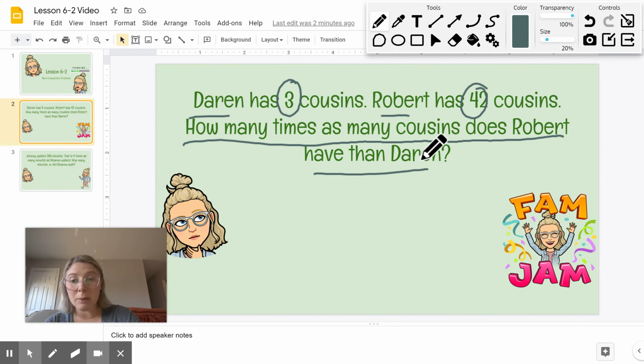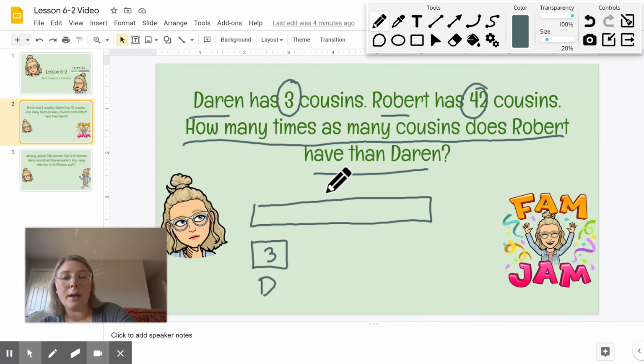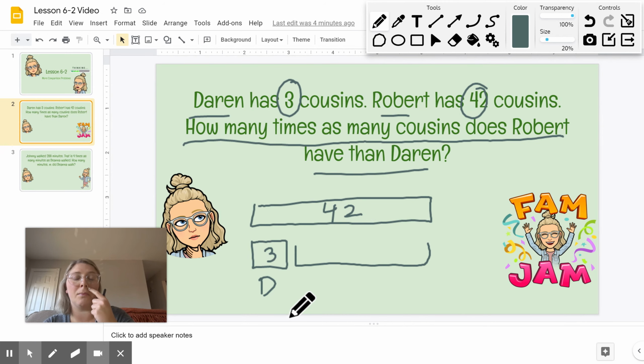Okay, yesterday we used a bar model. Today we can use bar models as well. So here is Darren. I'm going to just do D for Darren, and he has 3 cousins. And we know that Robert has 42 cousins. We have to figure out how many times it would be that Robert has. So how many times more cousins? How many times as many cousins does Robert have than Darren?